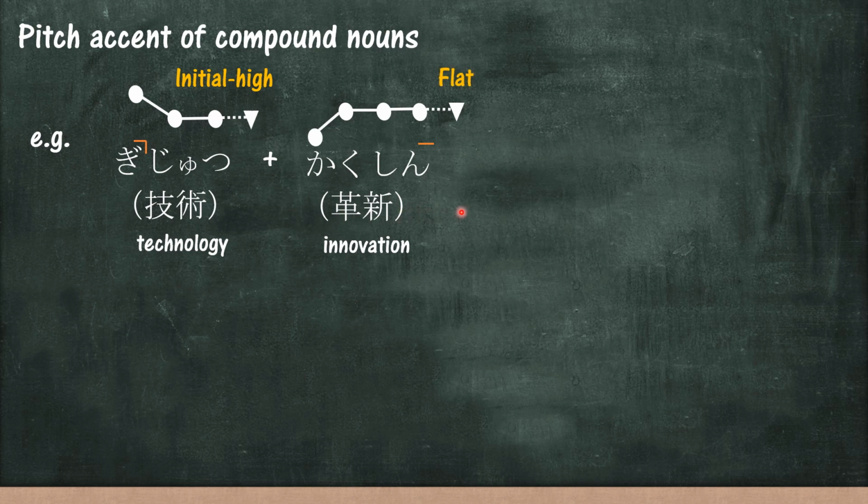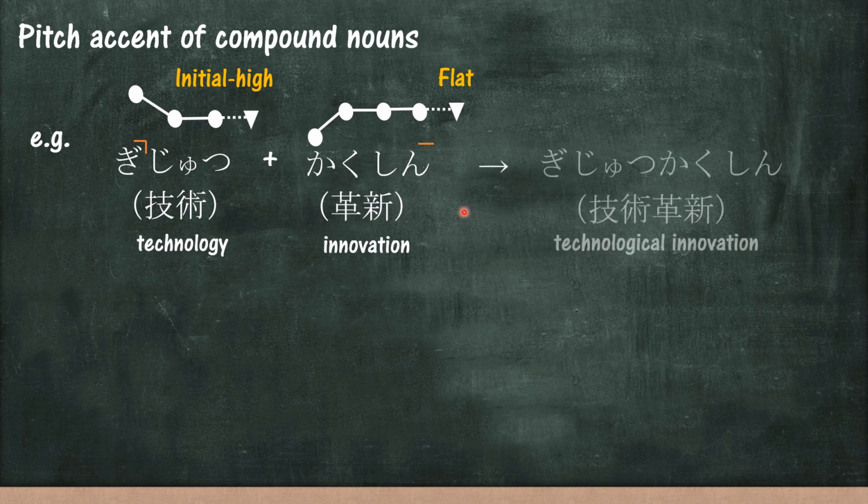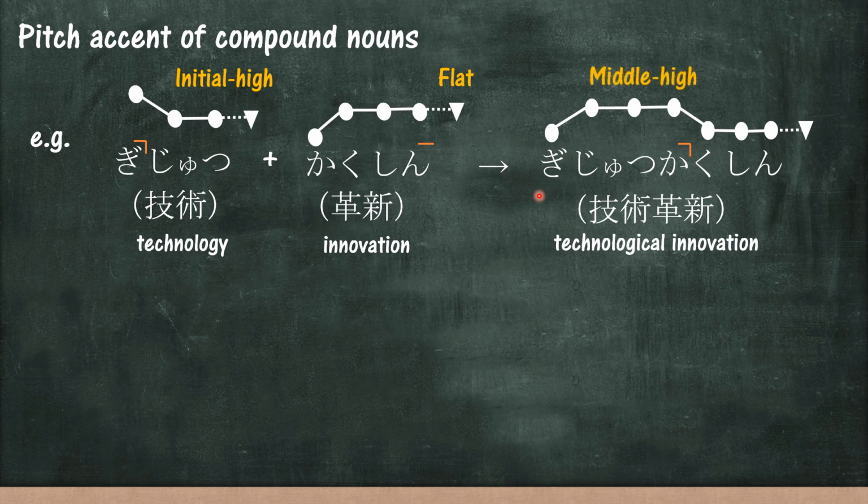As a compound noun, it is pronounced as follows. 技術革新、技術革新、technological innovation、技術革新、技術革新が. So this is middle high. So again, in this case, the accent nucleus has been made at the beginning of the second word.